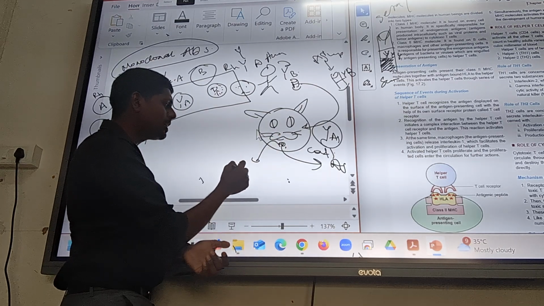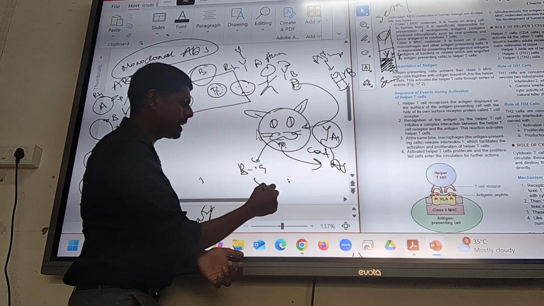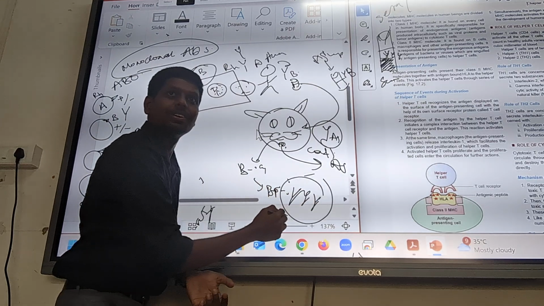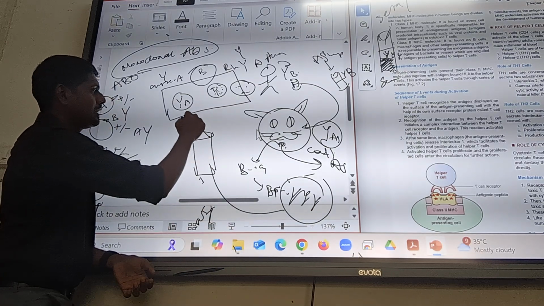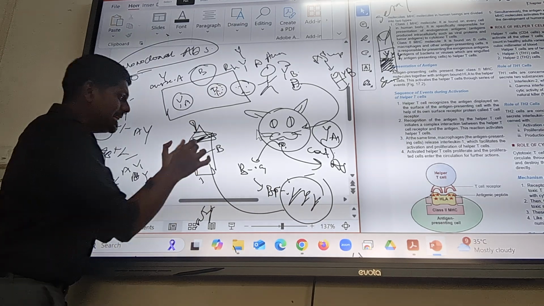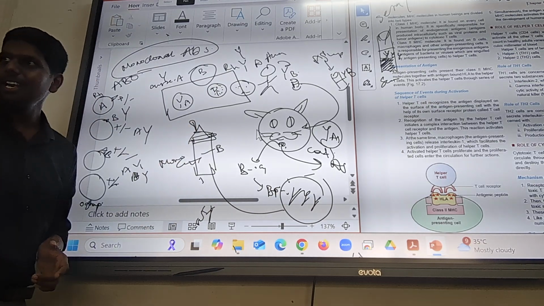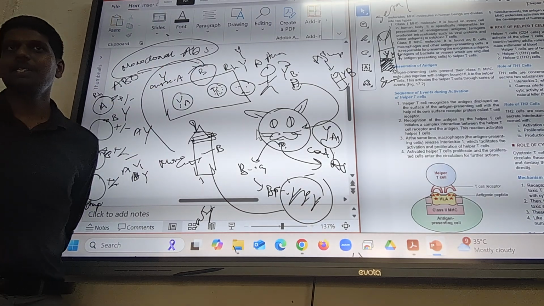Now it will have its own cat B cells. The cat B cells will make plasma cells, and they will make antibodies. These antibodies we are taking in the reagent, that anti-sera B reagent. These antibodies are called monoclonal antibodies, and with these antibodies we are going to do the test.